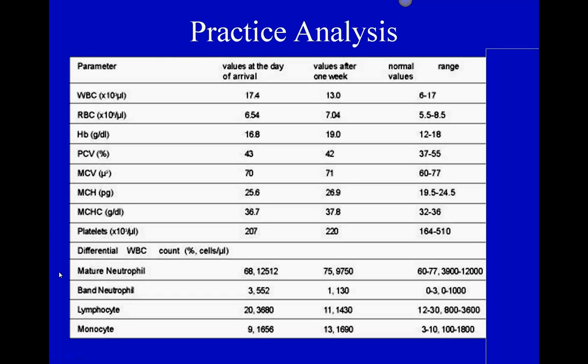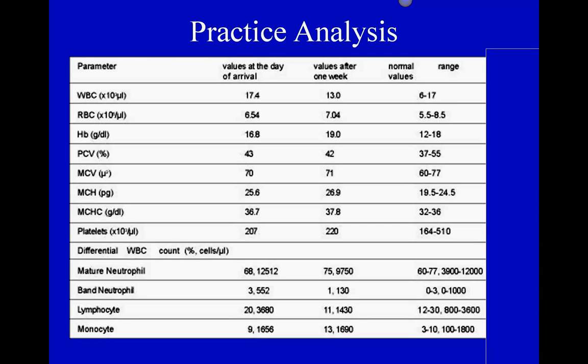However, that differential can let us see information, and if you look at the way they're reporting their differential, they're saying we're giving you the percentage number first and the actual cell number second. So this is 68% of those 17,400 white blood cells. So if I did 0.68, make this a decimal instead of a percent, I would come up with 12,512. Then they give me the normals over here. It should be 60 to 77% is normal.